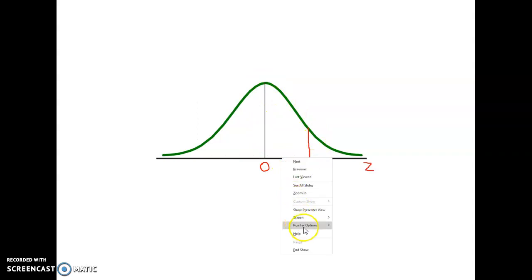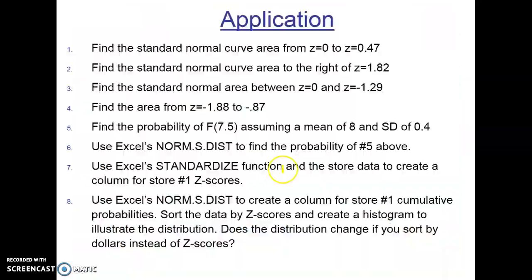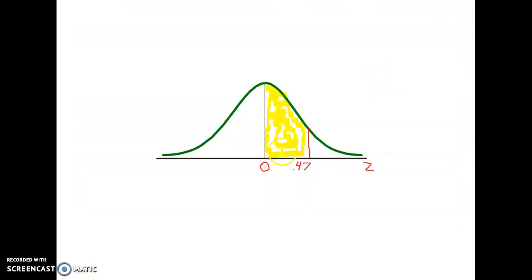Let me see if I can highlight this for you. We only want this area in here, which means that we need to get rid of the other half. We need to get rid of this. So we just subtract 0.5 because we know that half of the normal distribution is 50%. Therefore, if you take the 0.6808 and you back out 0.5, you get 0.1808. So this area here would be 0.1808.